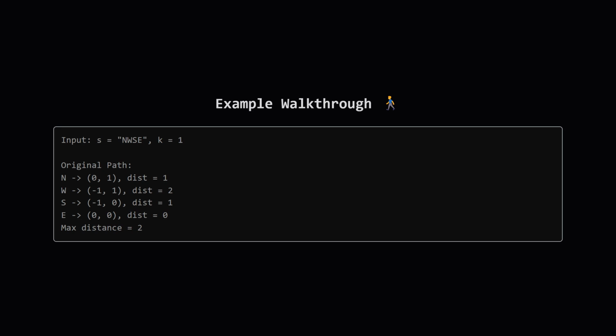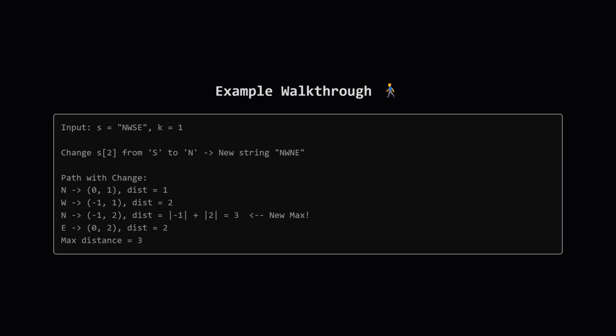What if we use our one change right there? Instead of S, let's change it to another N. Our new path is NWNE. Let's trace it. North, then west. We're at minus 1, 1. Distance is 2. Now, our changed move, another north. We move to minus 1, 2.